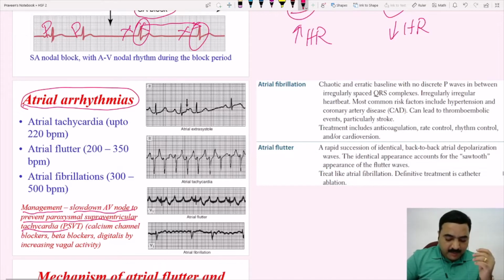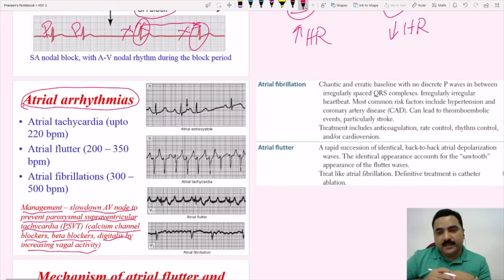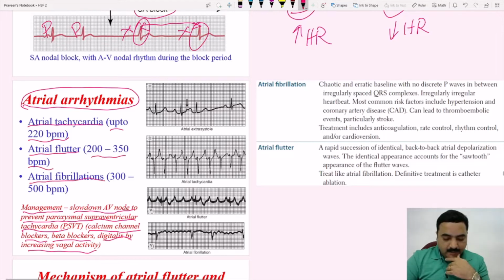So what are the drugs that we can use for slowing down the AV node? You can use calcium channel blockers, beta blockers, and digitalis, by increasing the vagal activity. We have discussed before how digitalis can increase the vagal activity. So what are the major forms you need to worry about in the atrial arrhythmias? You have atrial tachycardia, up to 220 beats per minute, and then atrial flutter, which is 200 to 350 beats per minute, and atrial fibrillation, which is 300 to 500 beats per minute, which is very high.